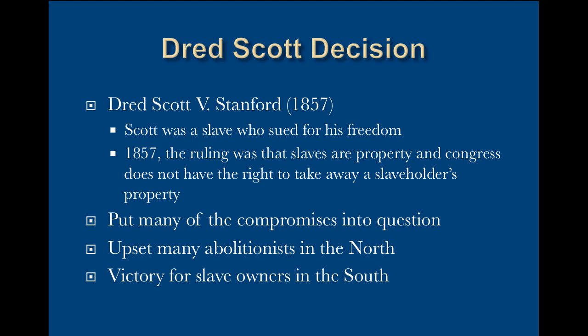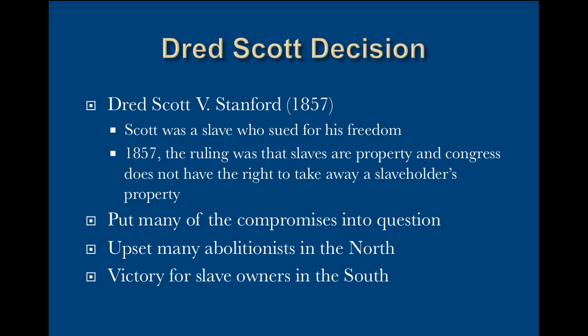Another thing that led to some increased tensions between the North and the South was the Dred Scott v. Sandford decision. Dred Scott was a slave, and he traveled with his owner into many free territories. Well, when his owner dies, Scott decides that he's going to sue for his freedom, since while he was under his owner's possession, he had traveled to and lived in free territories. So he decided to sue for his freedom.